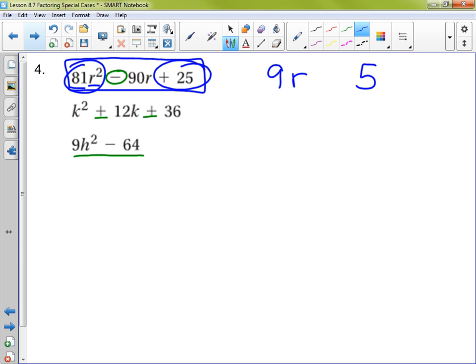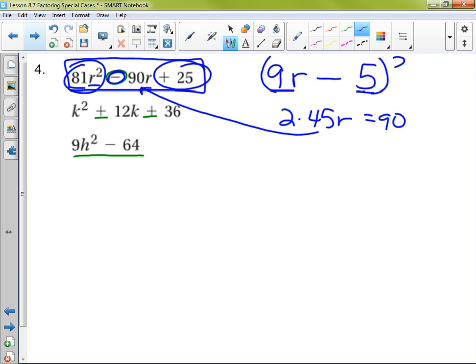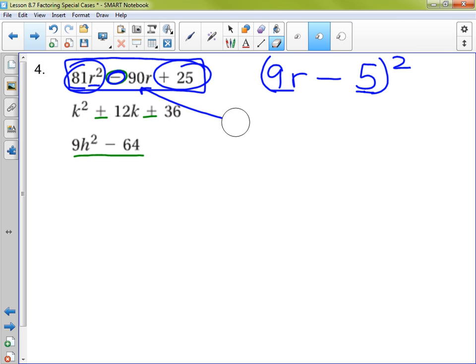Now, to know whether or not this is a special case, you should be able to square this 9r and get 81, and square this 5 and get 25, and then multiply 9r times 5 to get 45r, and then double it. If 2 times 45r equals the middle term, which it does, it equals 90, then you know you have a special case. And because there's a subtraction here, this middle has to be minus, and that binomial is being squared. And that's the answer.